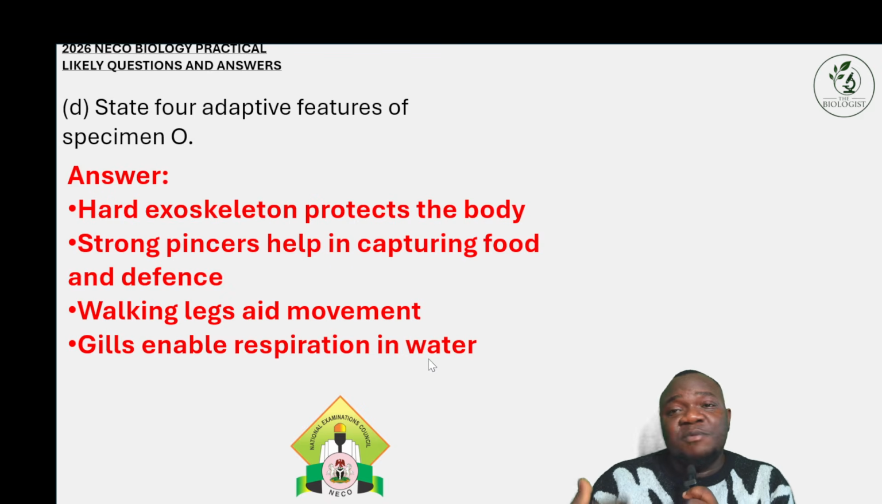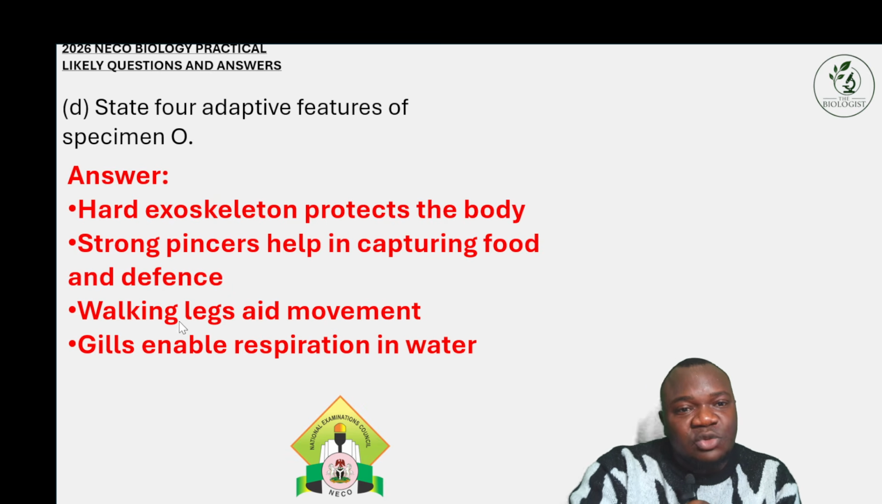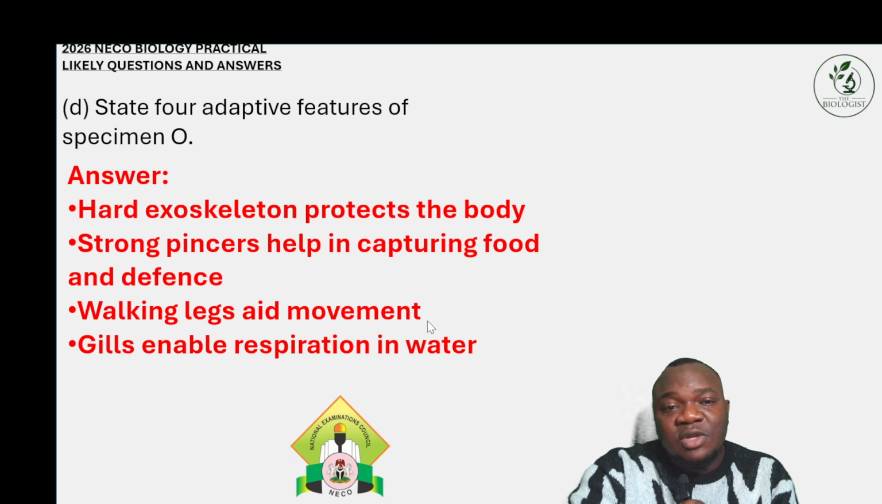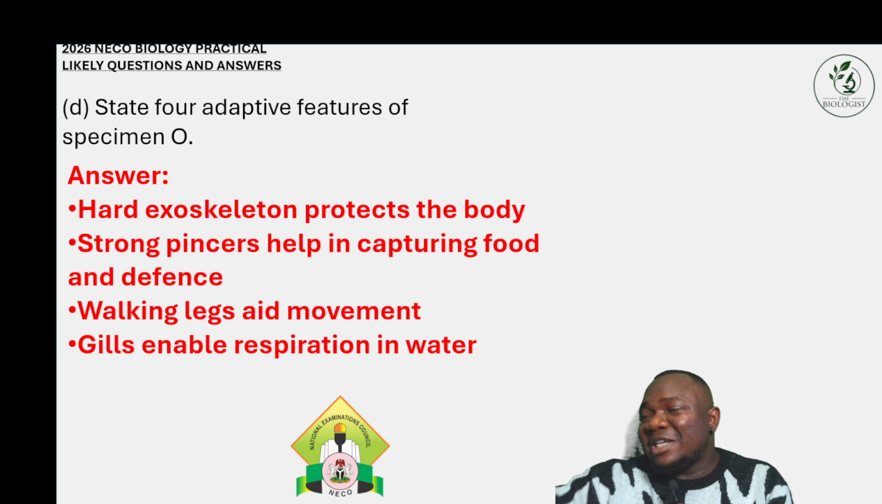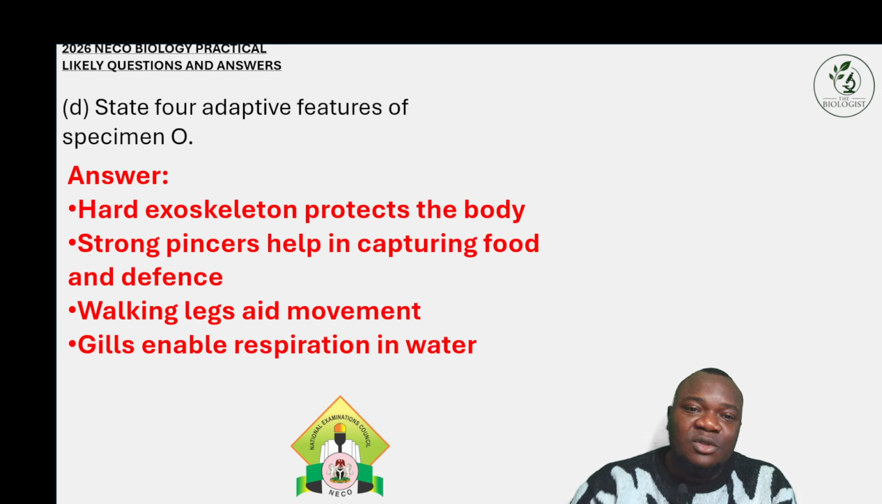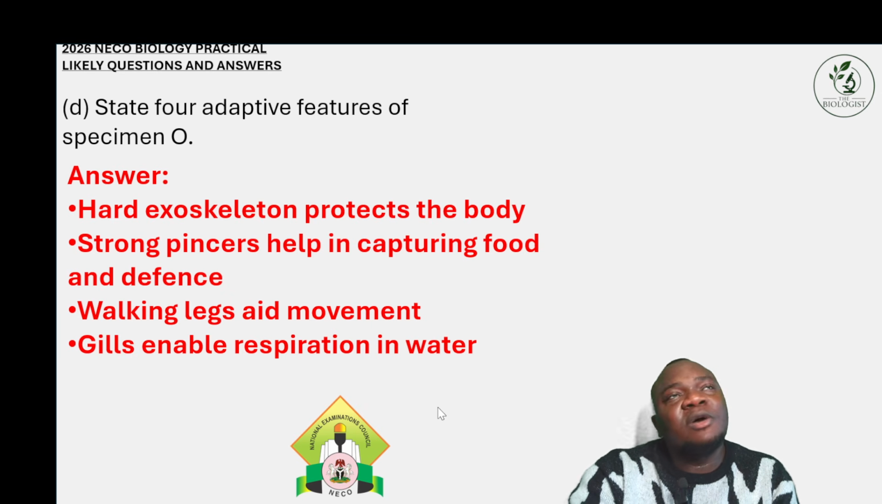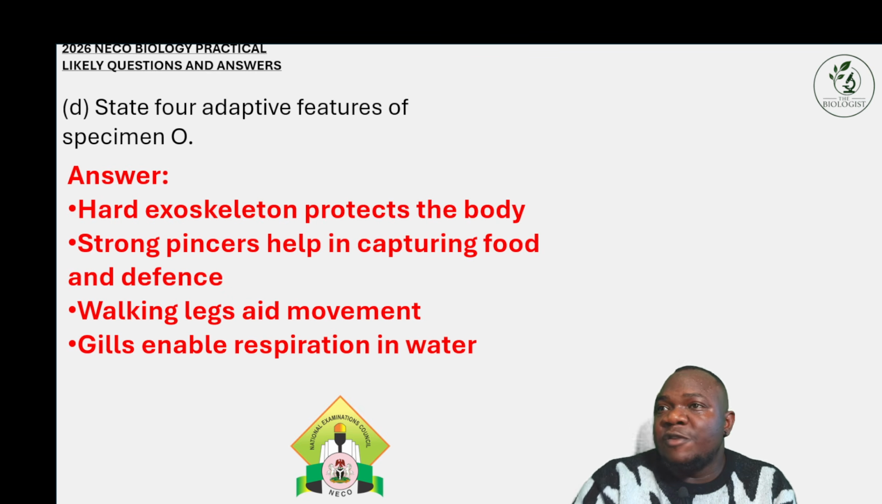Don't forget, they're amphibians, which means they stay in both water and on land. That's why they have walking legs to aid movement, and they have gills that enable them to respire inside the water. So it's very important. If they ask you a question like, how does specimen O live in both water and on the land, or how did they survive based on their own nature?